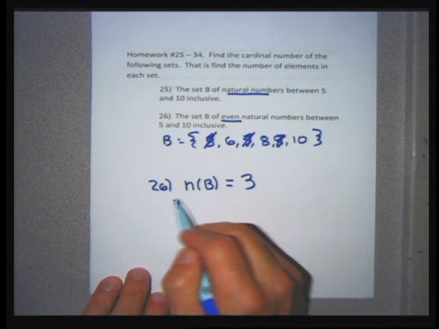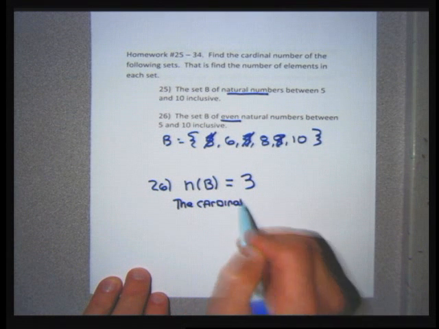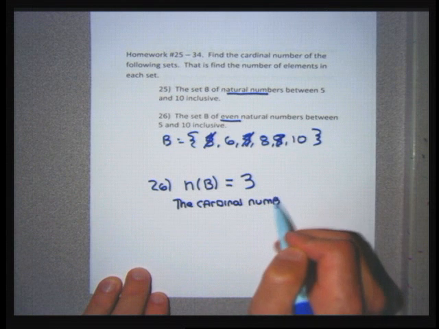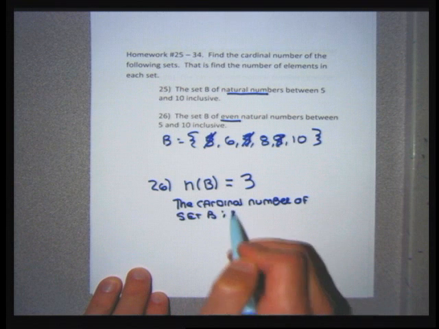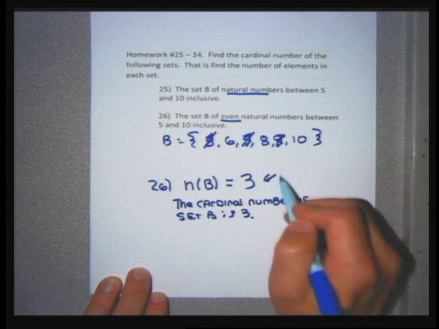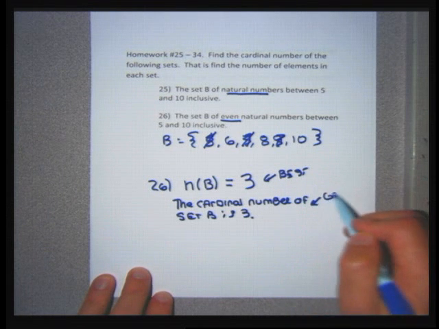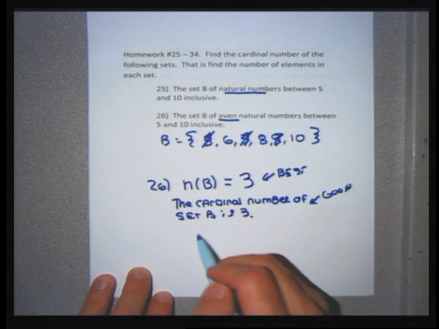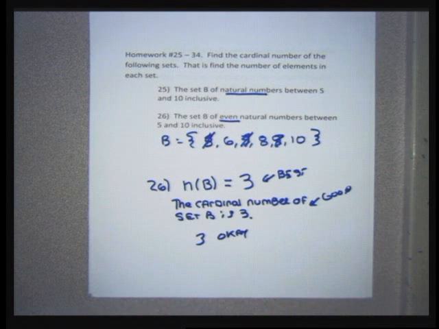Again, I could say in words, the cardinal number of set B is 3. So this is probably the best. This is good but not best, but okay. And this would be okay, but definitely probably the worst answer. So as long as you get the number 3 for my problem, you're fine. And for yours, I think it's going to be the number 6 because you're counting all the numbers 5, 6, 7, 8, 9, and 10.